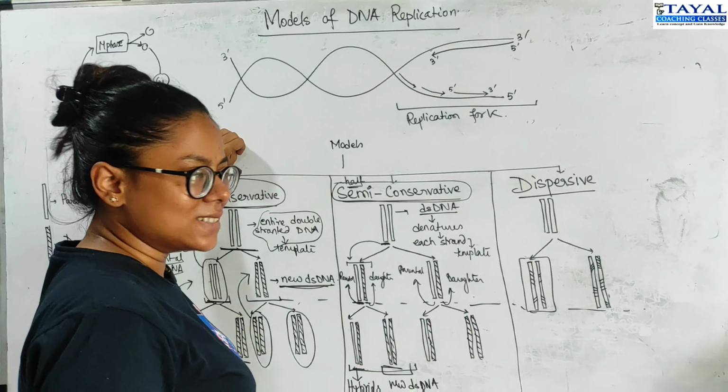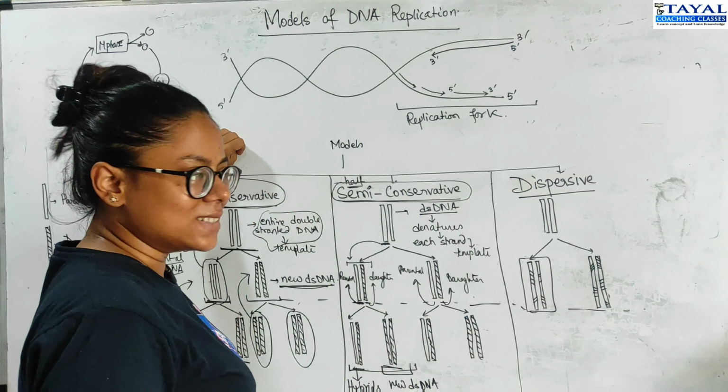We will discuss the Meselson-Stahl experiment in detail so as to understand how the semi-conservative model was proved, and then we will go on to understand how the process of replication actually takes place. Let's look at the Meselson-Stahl experiment.